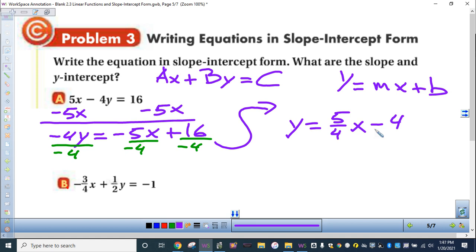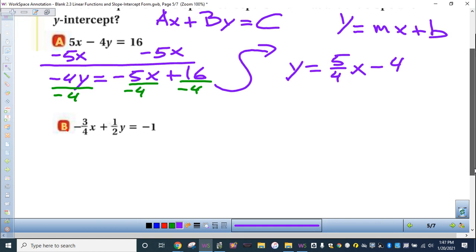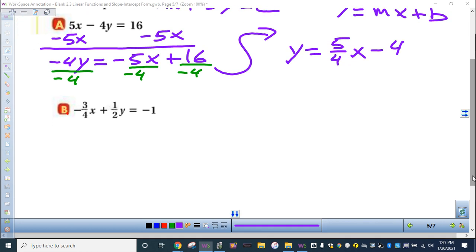Now, this next one, we got a bunch of fractions. So how do you deal with fractions? I could do this problem a bunch of different ways, but two main ways. I can add 3/4x to both sides, and then multiply by 2 to get rid of that 1/2. I find it better to just get rid of all the fractions right at the beginning. I think it's easier. If you want to add the 3/4x and multiply by 2, more power to you.